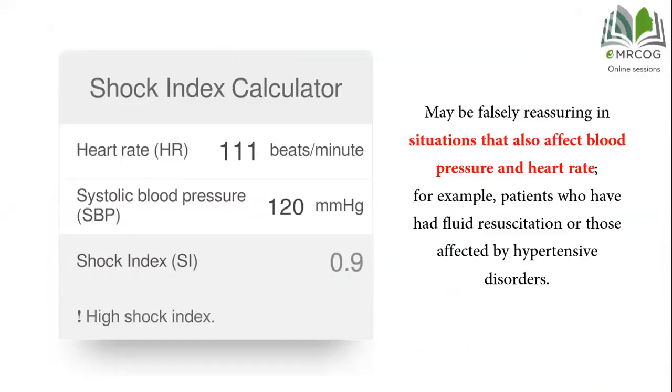Yes, but it may possibly reassure you in situations that can affect the blood pressure or heart rate. Like, for example, hypertension, or a patient who just had a fluid resuscitation. Her heart rate is going to be fine. Or the one with systolic blood pressure, her blood pressure is going to be okay while she's having bleeding. So not in every case the shock index is going to be your friend. That's why you cannot depend on it alone.